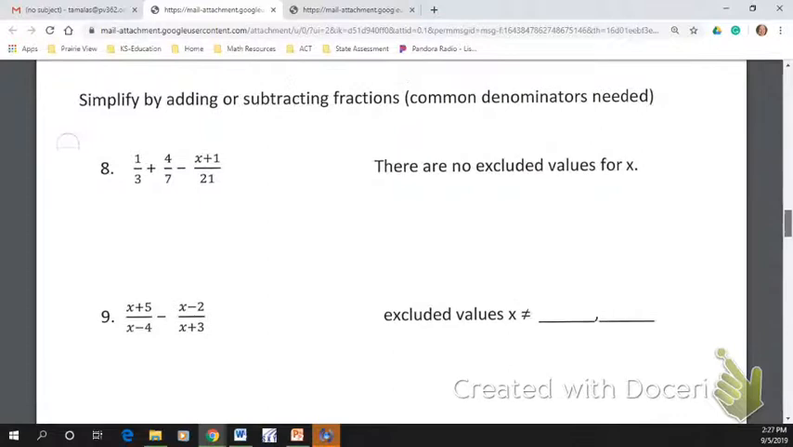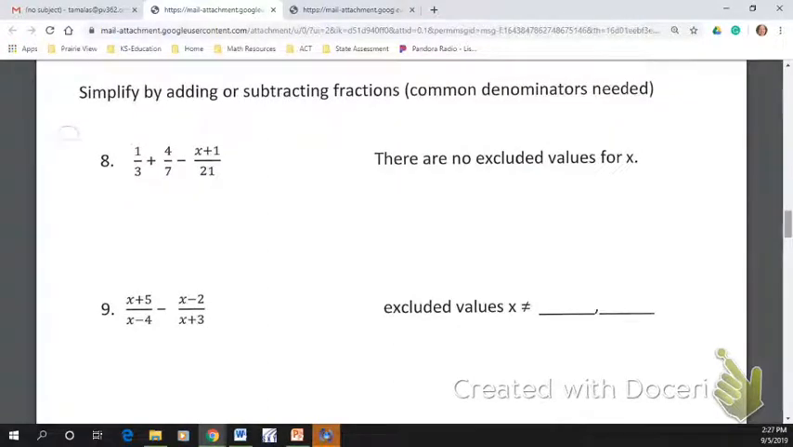So the second number 8, they want you to simplify by adding or subtracting fractions. Common denominators are needed, of course, when you add and subtract fractions. So look at this one. My denominators, I have no excluded values because there are no x's in the denominator, right? I have a 3, a 7, and a 21. What would my common denominator be?